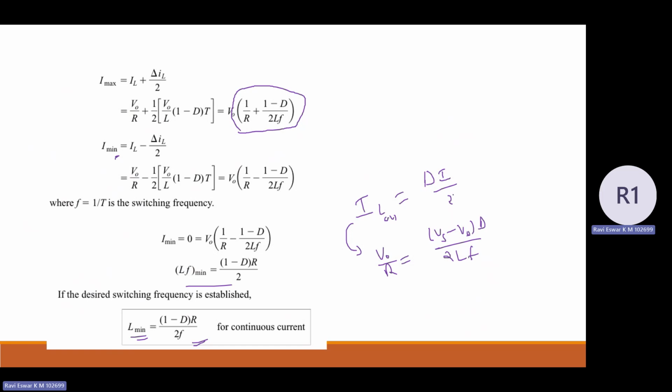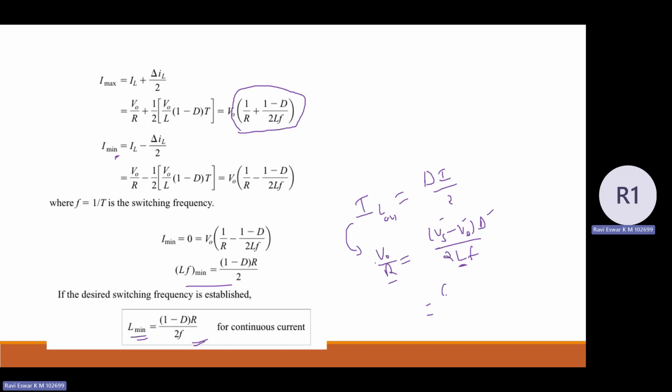Del I is (Vs minus V naught) D by LF. You might be seeing T in the numerator with respect to T; when I bring this T to the denominator, it becomes F. Now what is the unknown term here? L. Because load resistance you know, V naught you know, Vs you know, duty you know, based on the output voltage and input voltage relation. So the unknown value is L, that you can calculate.